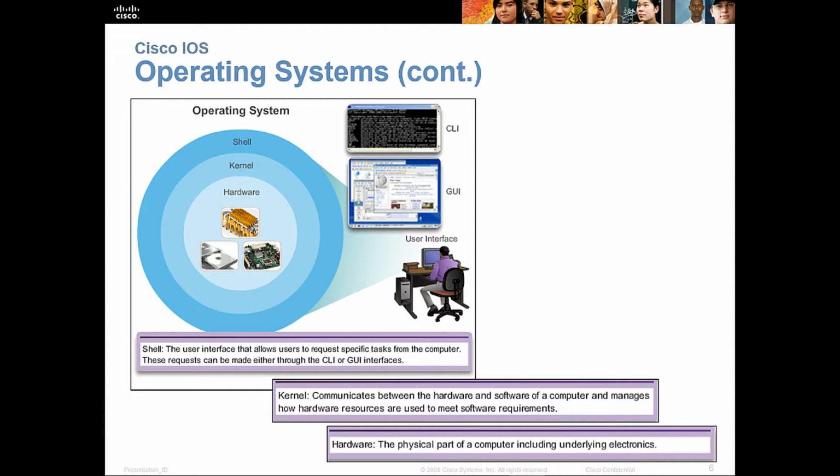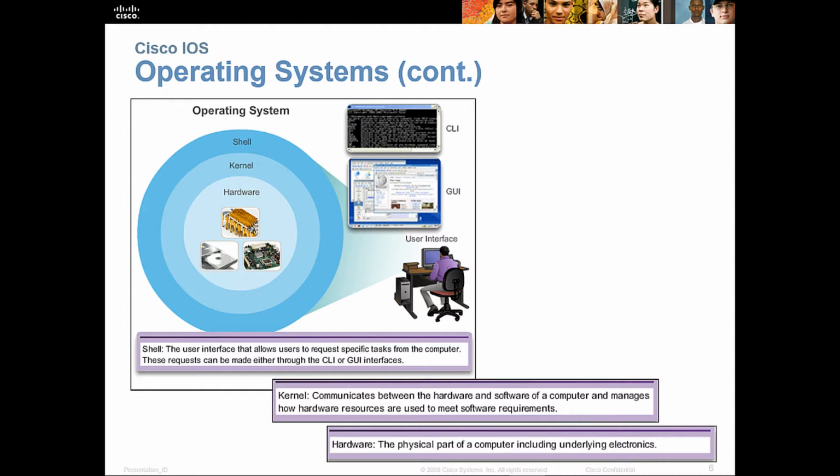The shell is what we, the user, interface with, and that allows the user to request specific tasks. Those requests can be made through either a CLI, command line, or even a GUI. Most Cisco IOS devices will be done through a CLI, though there are GUIs out there for Cisco products, it's just they're not always the best.